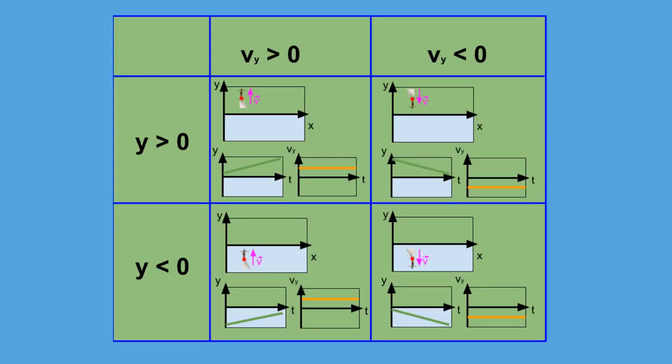So putting all this together, we can see that a positive position means above the surface of the water, a negative position means below the surface of the water, positive velocity means moving upward, and a negative velocity means moving downward. So while the sign of all of these vectors determines the direction, the meaning of that direction is different for position compared to velocity.